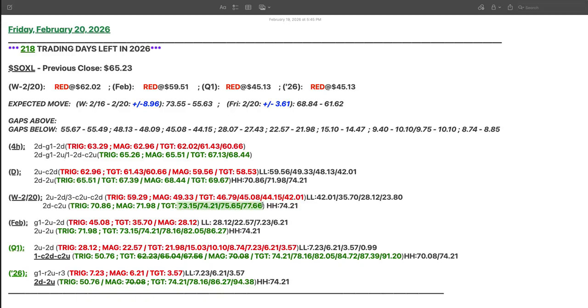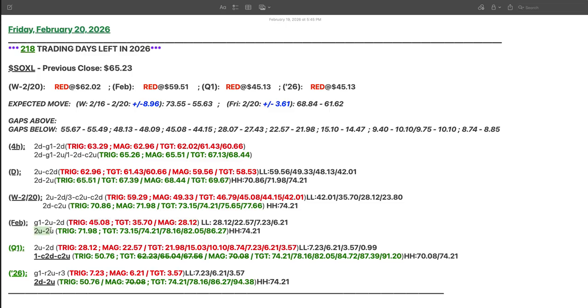Highly doubt that we would get to these extended targets tomorrow, but we've got them out there. Leave them out there just in case. We talked about on the month, there is that threat of the 1 2 up 2 down. Got to get all the way down to 45.08 for that to trigger though. So for right now, won't really talk too much about it. We looked at it on the charts and we know what could happen. Magnitude of that move is 28.12.